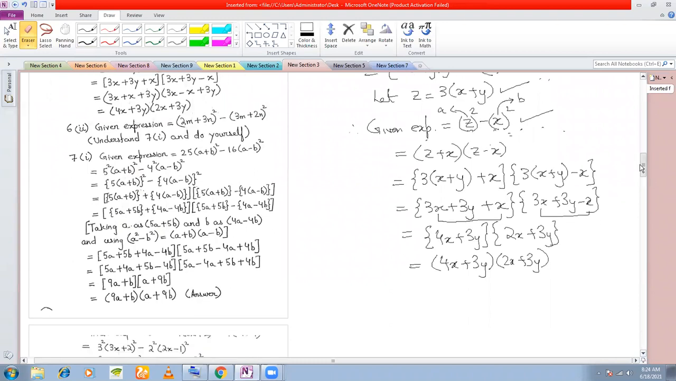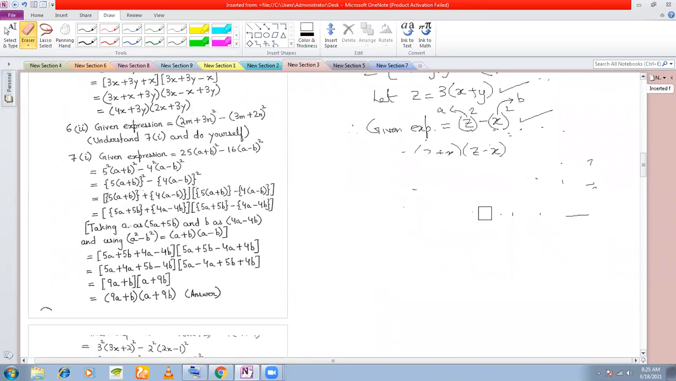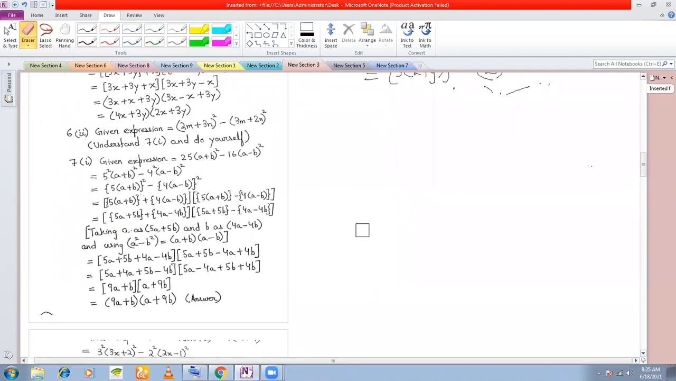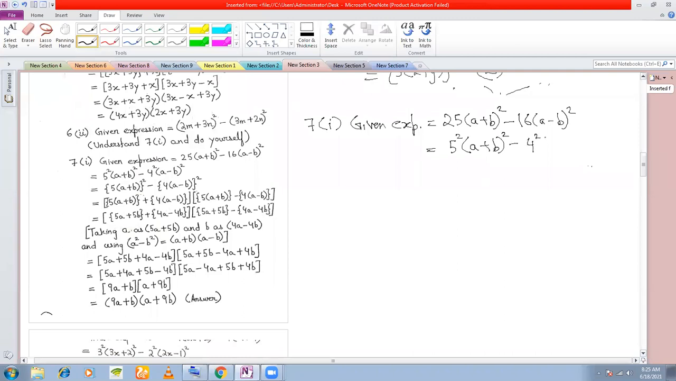So moving on to the next one, 7-1. Given expression is 25 a plus b whole square minus 16 a minus b whole square. See that 25 is a perfect square, can be written as 5 square a plus b whole square. 16 is a perfect square, can be written as 4 square a minus b whole square.